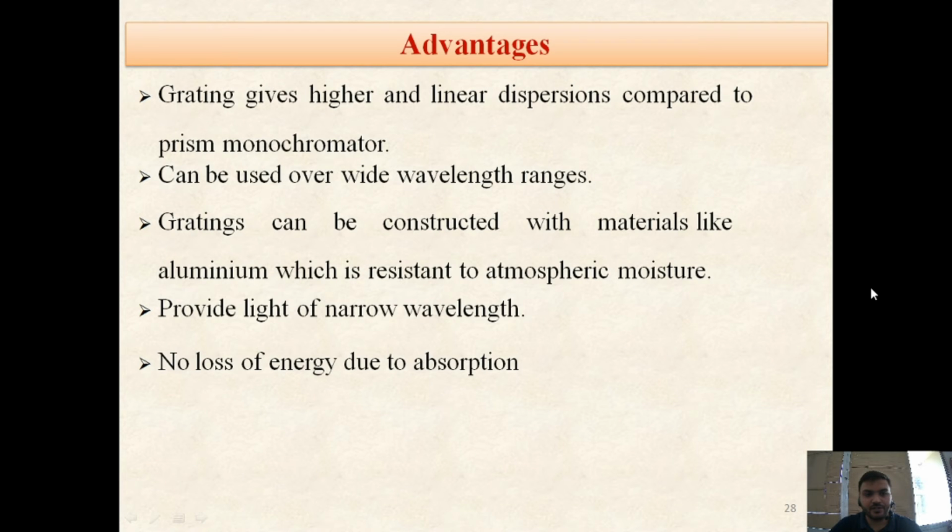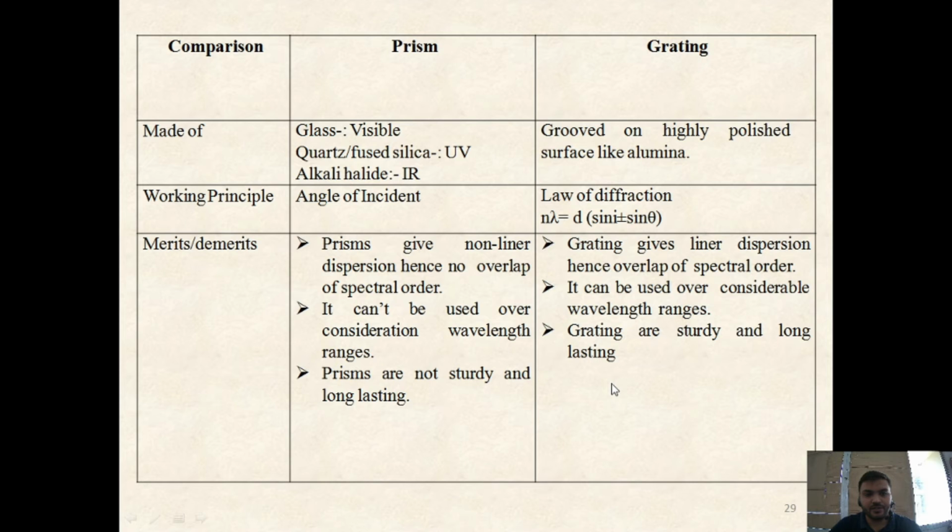Advantages: grating gives higher and linear dispersion compared to a prism monochromator. Can be used over wide wavelength ranges. Gratings can be constructed with materials like aluminum, which is resistant to atmospheric moisture, provide light of narrow wavelength, and no loss of energy due to absorption.